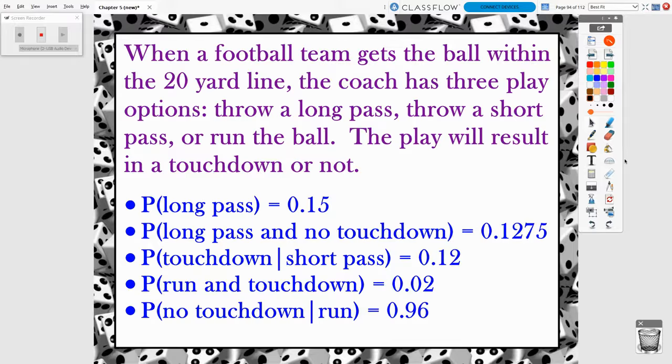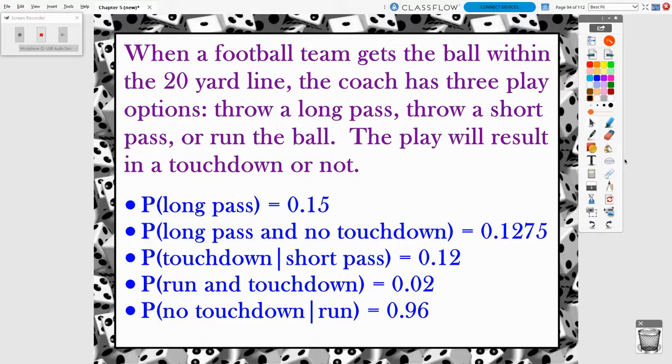All right, here's our second scenario. So again, we're going to run through it, and I tried to make this one a little bit more complicated than just the two card scenario, just to give you something a little bit more to work with here. So when a football team gets the ball within the 20-yard line, the coach has three play options. He's either going to throw a long pass, throw a short pass, or run the ball. And then that play will result in a touchdown being scored or a touchdown not being scored.